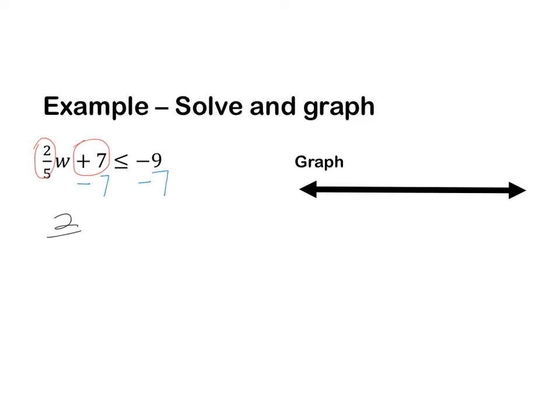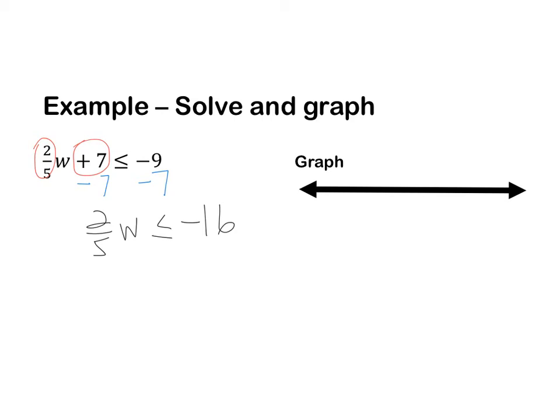And then I'm left with 2/5 W. Let's erase that and move that over just a little bit. So 2/5 W is less than or equal to negative 16. My inequality didn't change because all I was doing was subtracting 7. I was not multiplying or dividing by a negative number.